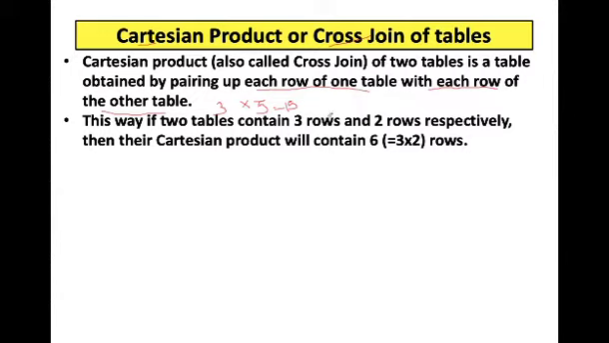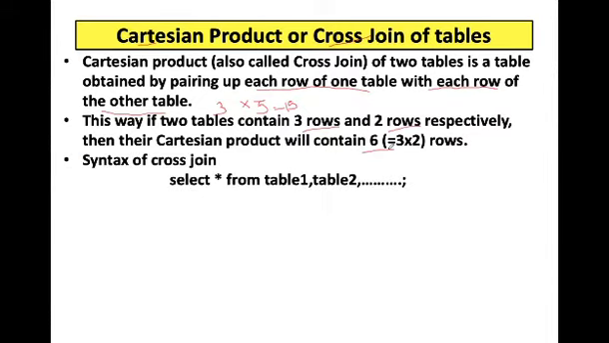In the same way, if there are 3 rows in the first table and 2 rows in the second table, then the Cartesian product of these two tables will generate 6 rows, without any condition. Simply, the cross join will combine each and every row of the first table with each and every row of the second table. Now let us see the syntax. In the syntax of the cross join we write select star from table 1 comma table 2 and so on, table 3, 4, whatever number of tables you want to join.